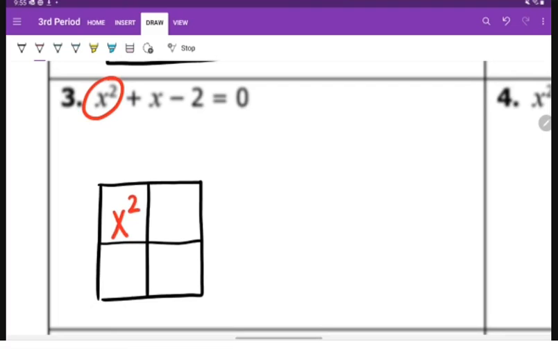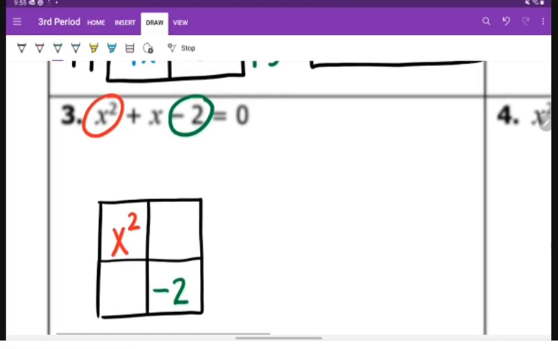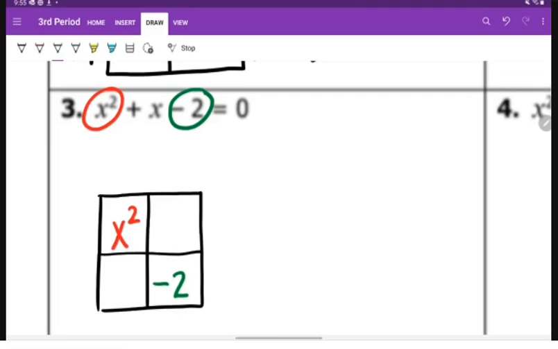Our x squared goes in the top left, and -2 goes in the bottom right. Be careful, that is a negative 2, so we have to put the negative sign in there with the 2 when we put it into the box. Now let's start building our factors. Our factors are both going to start with an x. That's because that's the only way to get x squared in that top left box.